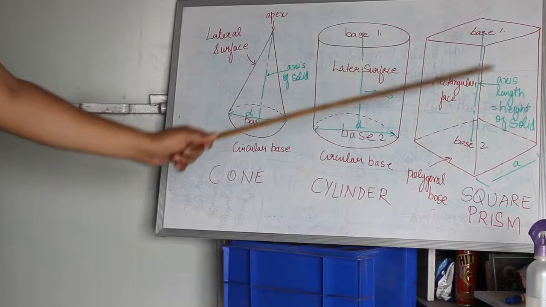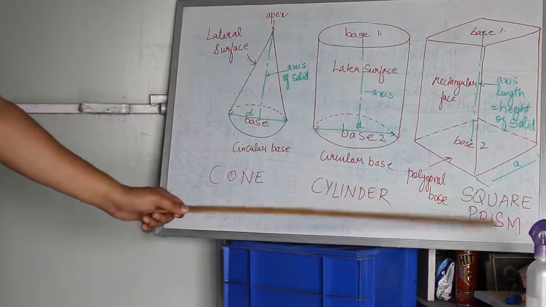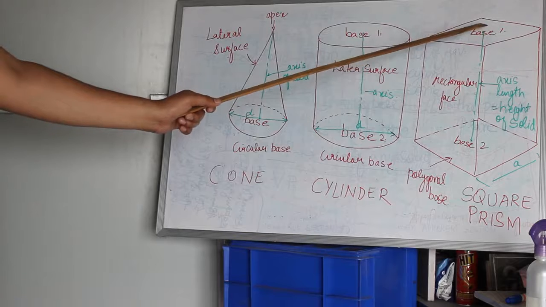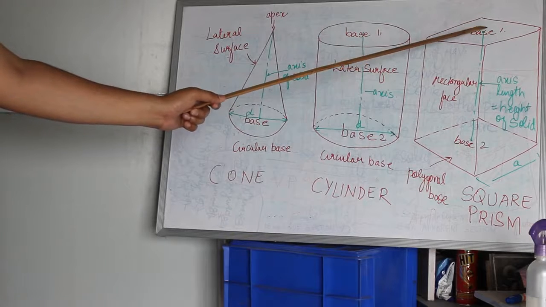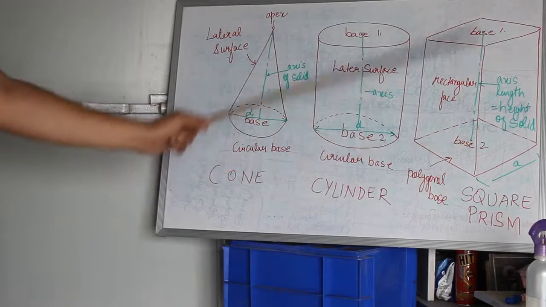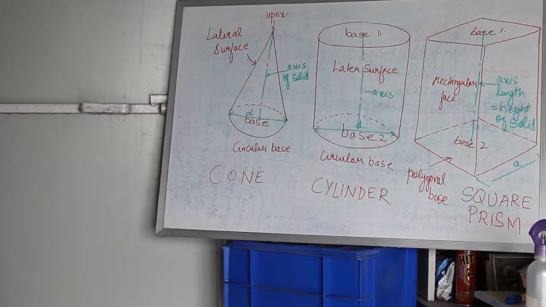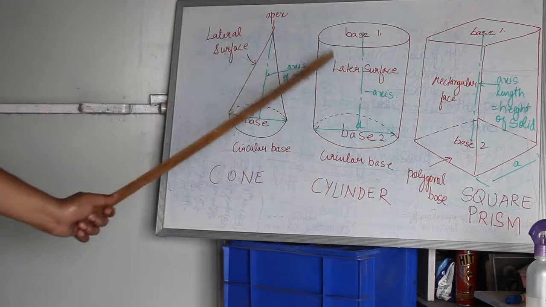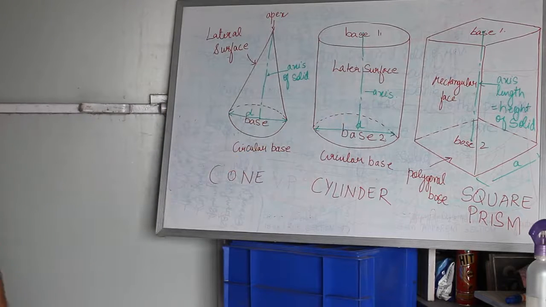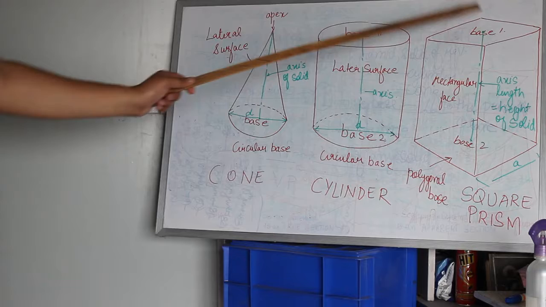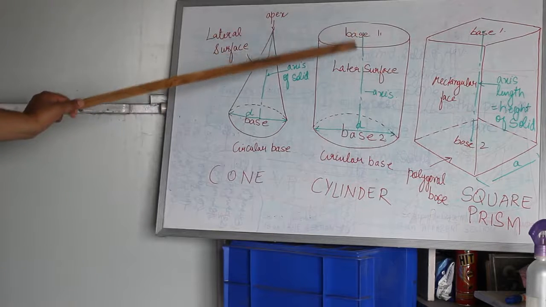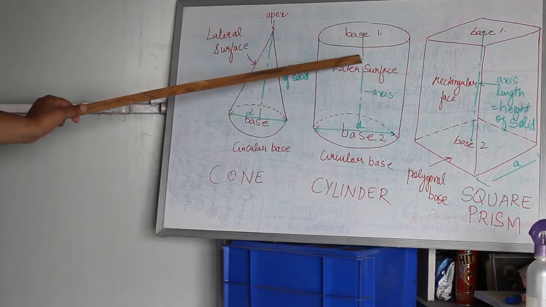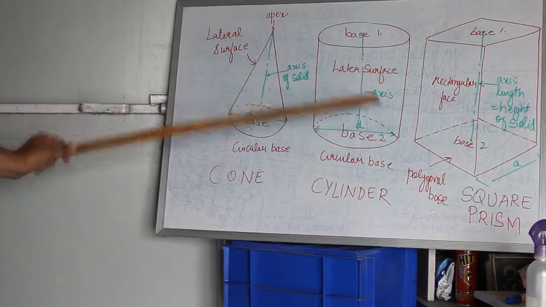Now the axis of the square prism is through the center of base 1 and through the center of base 2. This is an imaginary line, and you all know that during the projection of solids you project this line with the help of a long chain thin line. A long chain thin line is a line formed by a combination of a long dash and a short dash, a long dash and a short dash.